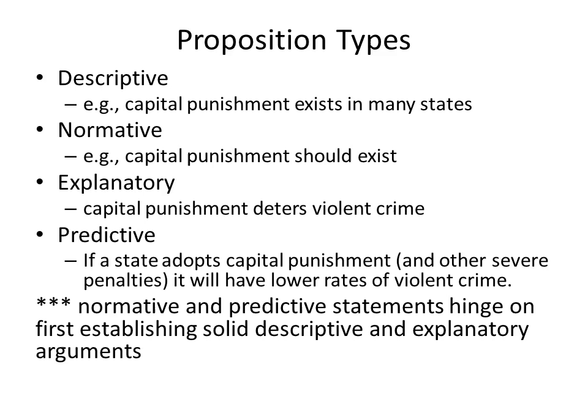And then there might be a predictive variation on the explanatory proposition. Presumably, if we are able to explain something from the past or the present, then we can use that explanatory knowledge to anticipate or predict what might happen in the future with some level of confidence. So if the explanatory proposition that we've just addressed is true, namely that capital punishment deters violent crime, then presumably the predictive variation of that proposition would be, if a state adopts capital punishment or other forms of severe penalties, then that state will have lower rates of violent crime, right? So if a state adopts capital punishment in the future, then rates of violent crime after that will be lower.